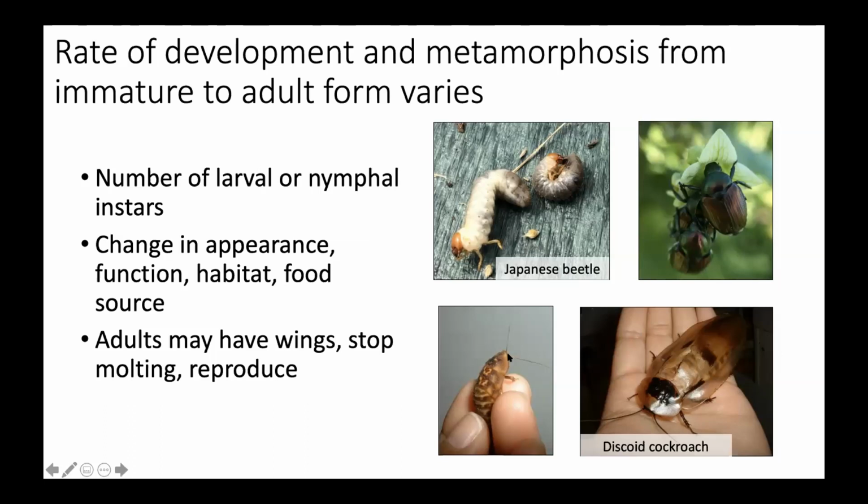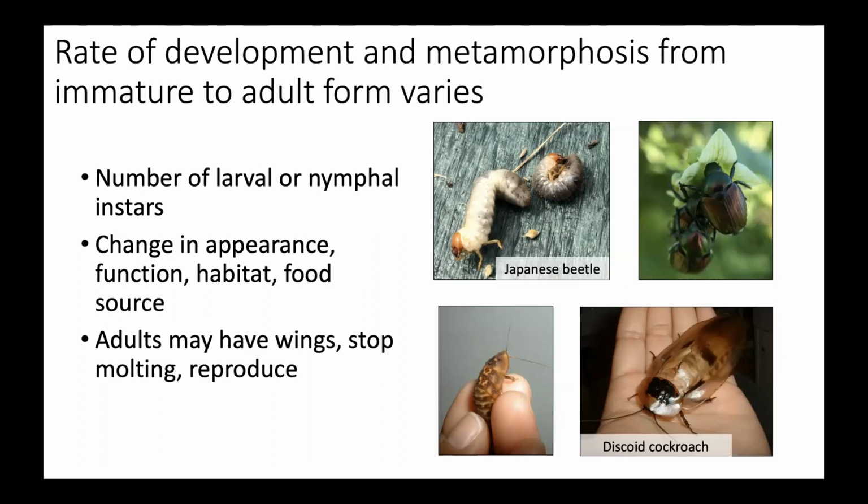So these two things up here, this is the Japanese beetle in the immature phase and as an adult, right? And then this is a discoid cockroach. We don't have these here, but this is what it looks like as an immature, and this is what it looks like as an adult.